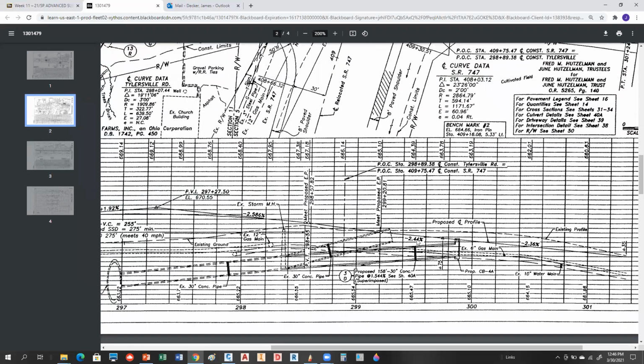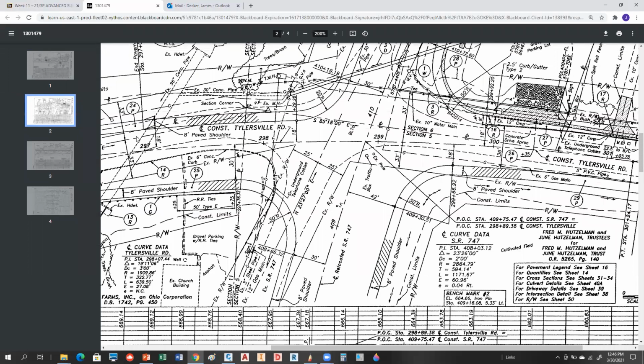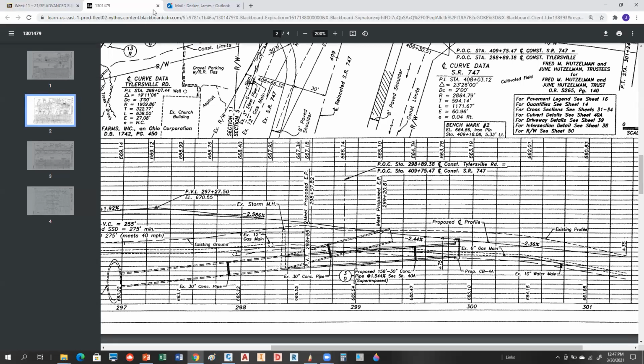And this profile right now, by the way, is the profile that's running through Tylersville. There would be another profile on this set of plans, which would be for State Route 747, which would essentially show you the same thing, but in a different view. Okay, everybody okay with that? Notice all the stations and the offsets and all of this stuff. Everything that you deal with is that way. Okay. All right, so let's go back to our slides. Maybe I'll leave this up. We may come back to this.